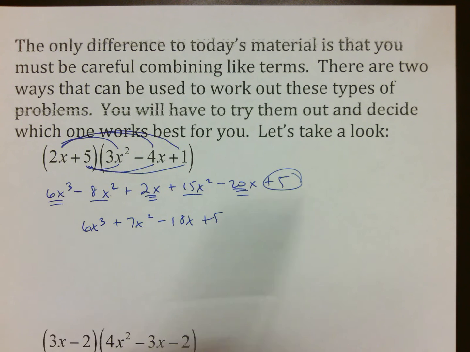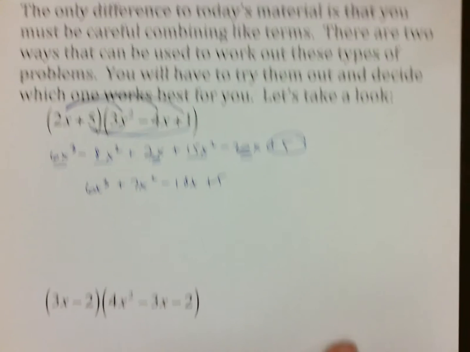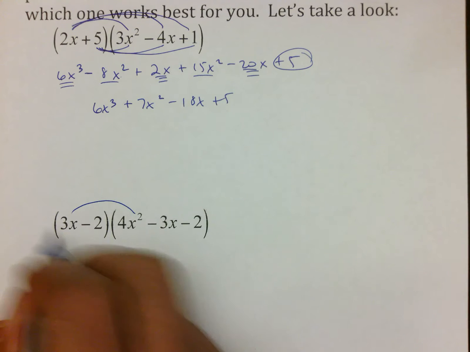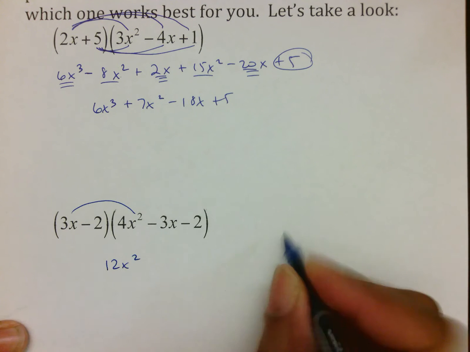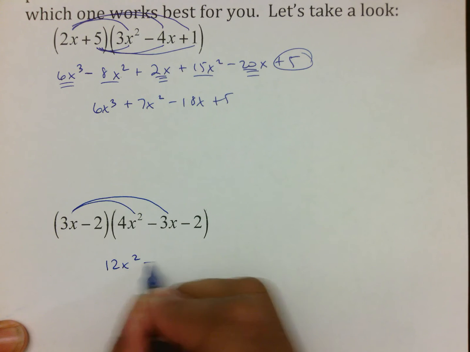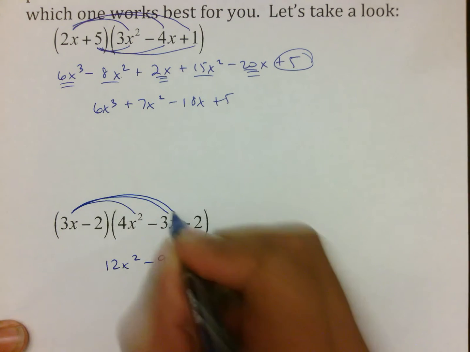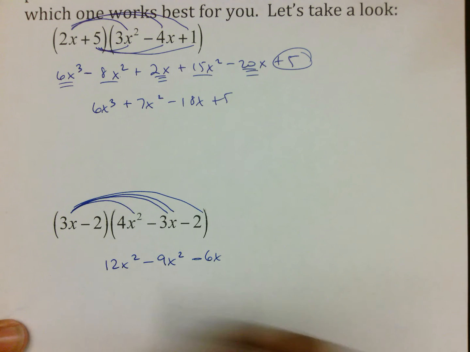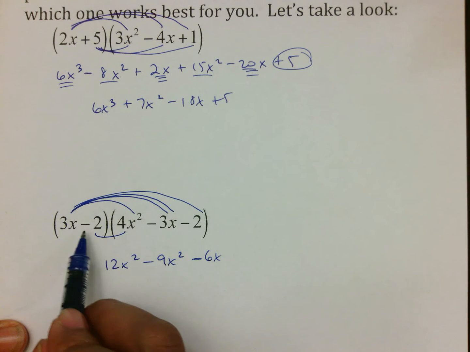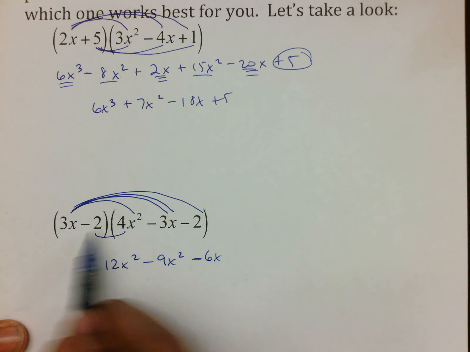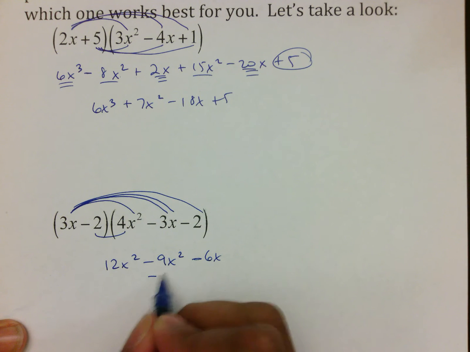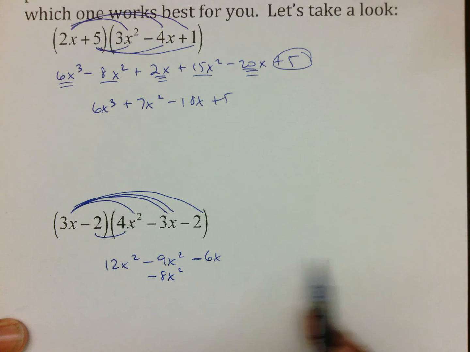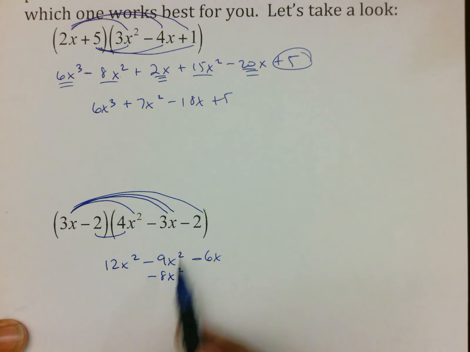Now if you don't like finding like terms that way, there is another way to do it where you stack up your parts, and I'm going to show you that here. So in this case, 3x meets 4x squared to make 12x squared. 3x meets negative 3x to make negative 9x squared. 3x meets negative 2 to make negative 6x. Now what I'm going to do is stack them up on the second time through. And so negative 2 meets 4x squared to make negative 8x squared. And what I'm going to do is put my x squared under the x squared. So again, this makes negative 8x squared. So instead of extending this, I'm just going to stack up the matching terms.